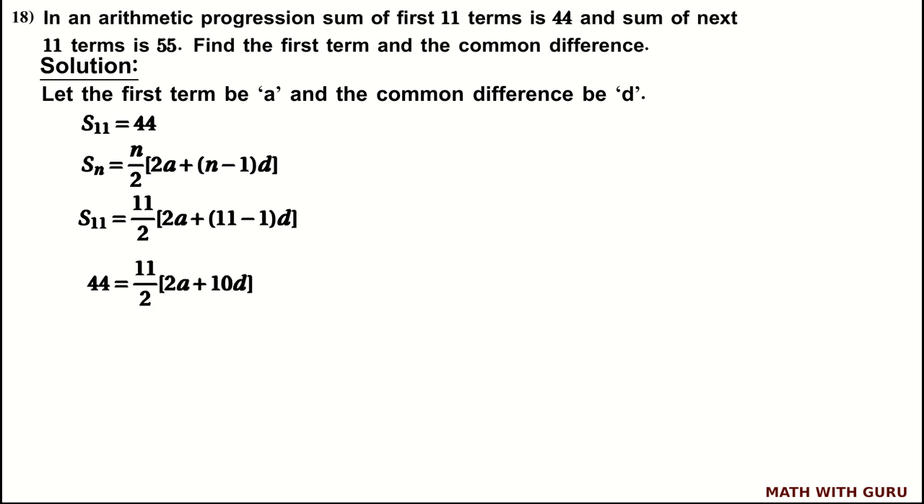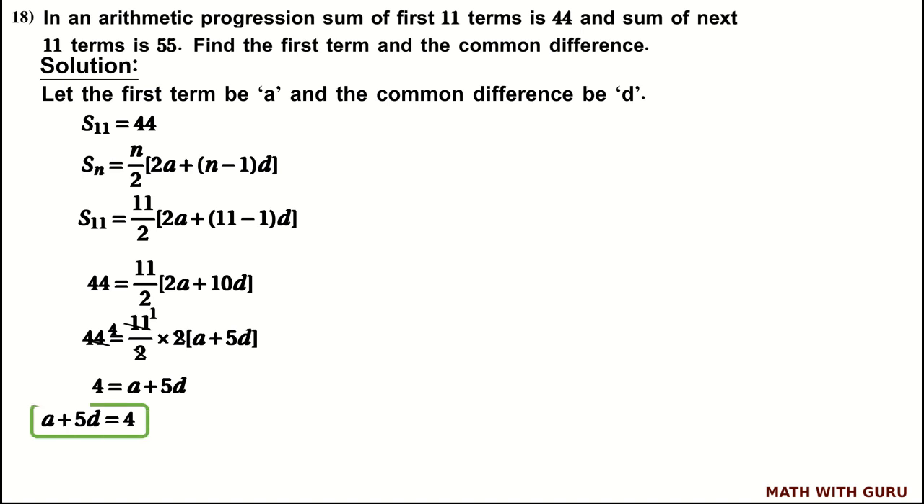44 equals, S_11 is 44, it is given, 11 by 2 into (2a plus 10d). 44 equals 11 by 2 into 2a and 10d have 2 as the common factor. Bring it out. 2 into (a plus 5d). 2 ones are 2, 2 ones are, they get cancelled. And again 11 ones are 11, 11 fours are 44. 4 equals a plus 5d. Or by swapping the sides we get a plus 5d equals 4.